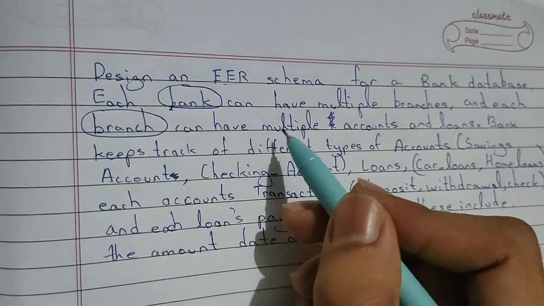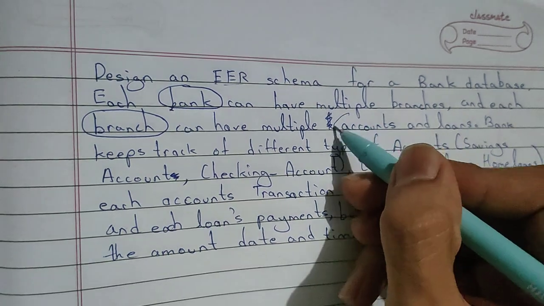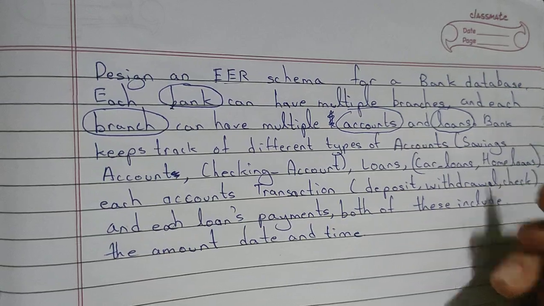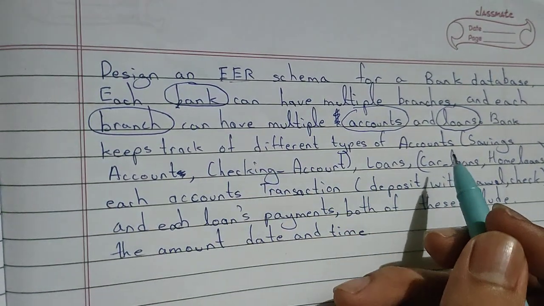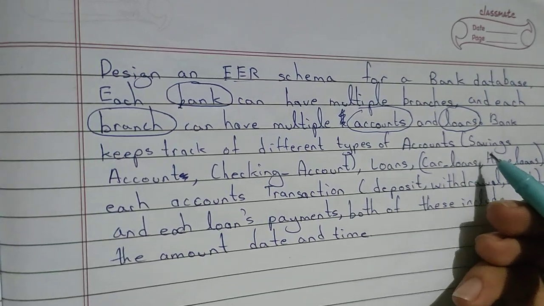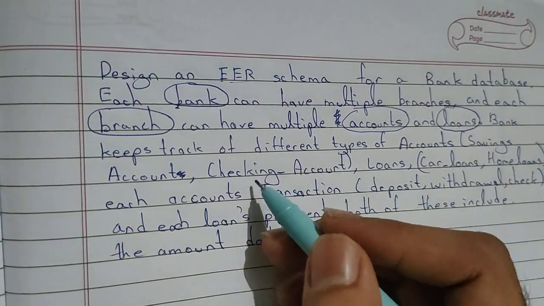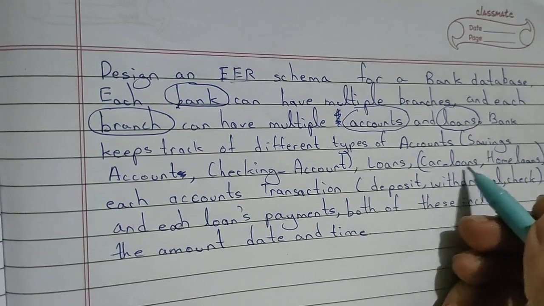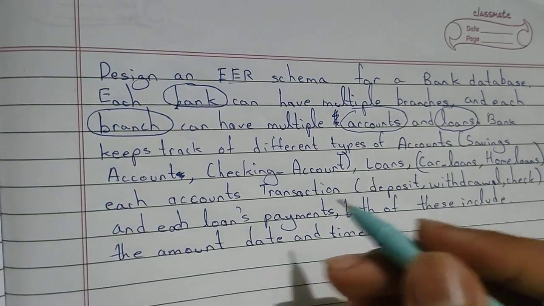Now each branch can have multiple accounts and loans. We got two more entities, accounts and loans. Now the bank keeps track of different types of accounts. In accounts also we have subtypes, okay? We have savings, then checking account, and then we have our loans. And loans' subtypes are car loans and home loans, okay?